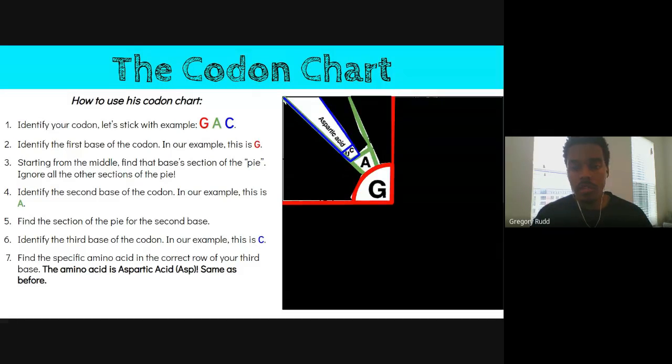So I prefer to use this chart. It's a little bit easier, you're not as likely to make a mistake with this one, I think. You start in the middle and you move outwards.